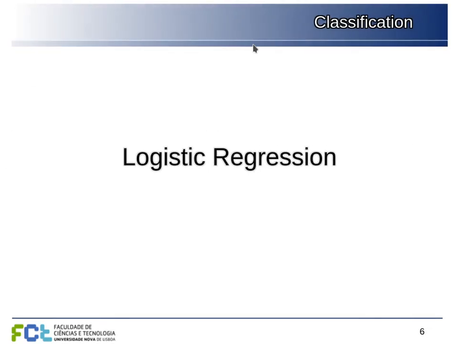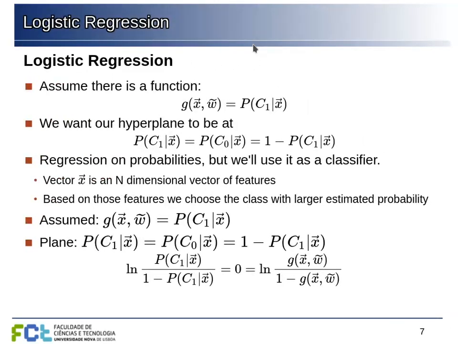So let's look at logistic regression. The reason why it's called a regression is because we are assuming that there is some function that we can find that gives us the probability of any example given by this features coordinate vector belonging to class 1.